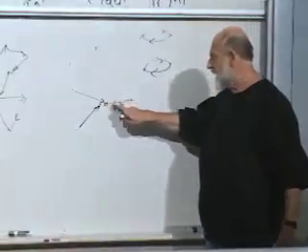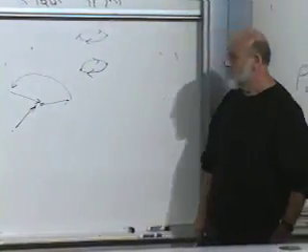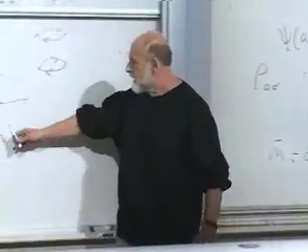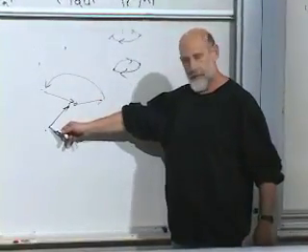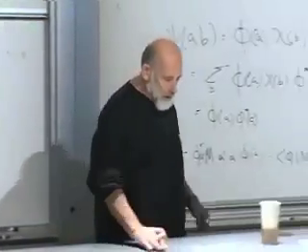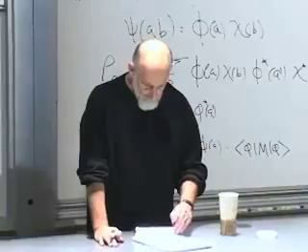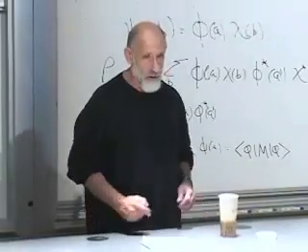Starting here, you could go to here, and maybe from here you go back to here. Well, then you would lose memory of whether you started here or here, because whether you start here or here, you wind up here. That doesn't happen in classical physics. There's never a loss of memory of where.